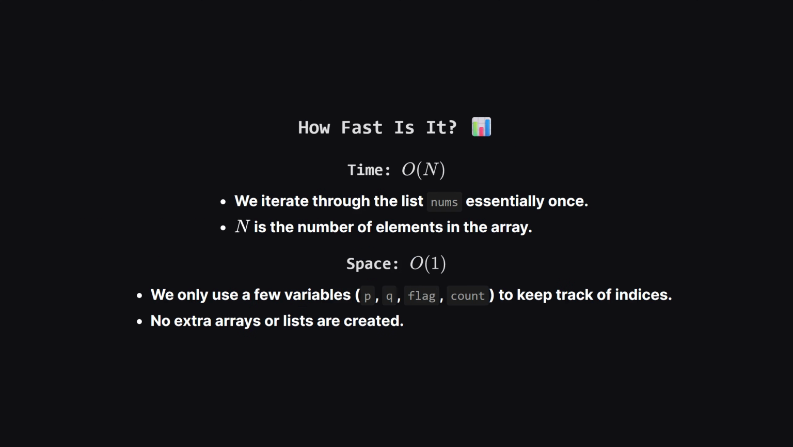So how fast are these solutions? Both approaches are very efficient. The time complexity is big O of n, where n is the length of our list. This is because we just walk through the list once, looking at each number. The space complexity is big O of 1, or constant space. We aren't creating any new lists or massive data structures. We're just using a handful of variables to store our place. This is as efficient as it gets.